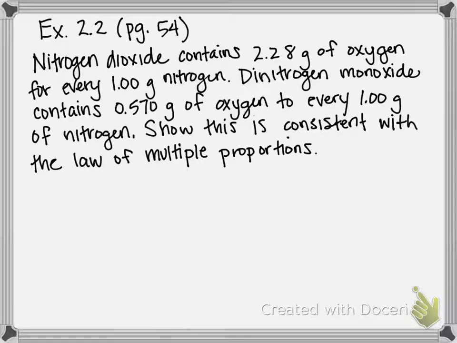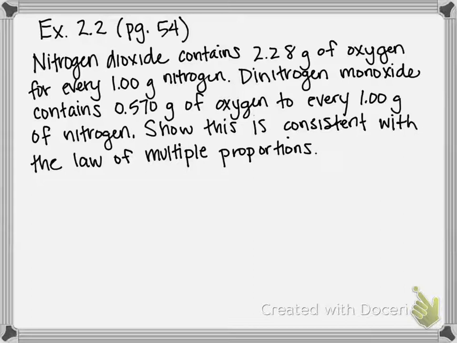This is example 2.2 on page 54 of our textbook. And here we're going to be looking at the law of multiple proportions. So this law states that when two elements, we could call them A and B for generic purposes, form two different compounds, the mass of element B that combines with 1 gram of element A can be expressed as a ratio of small whole numbers.